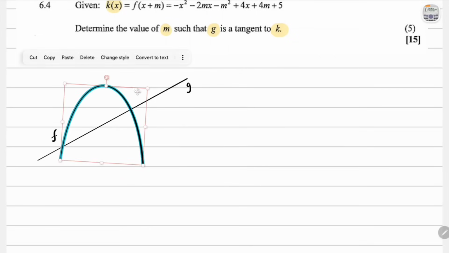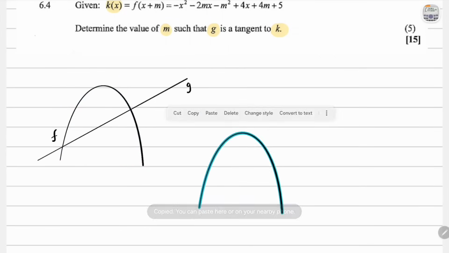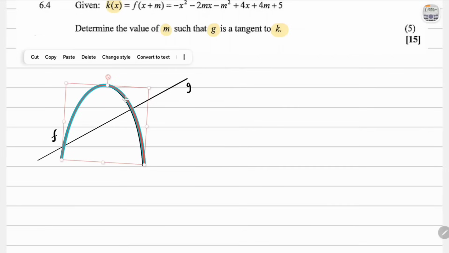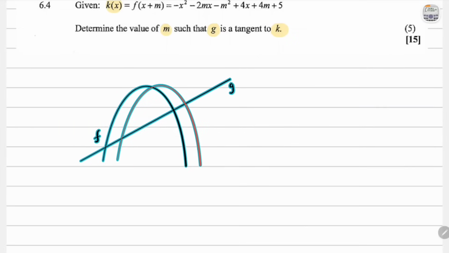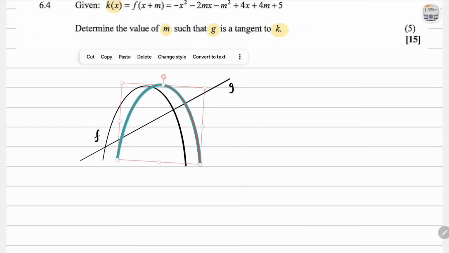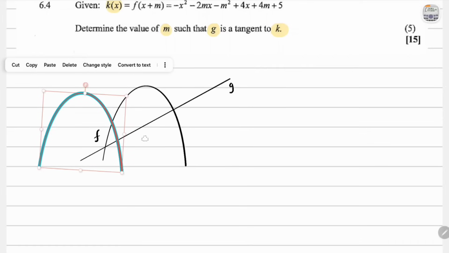And what they're saying is the graph of f is going to be shifted, either to the left or the right, but then it gets shifted in a way that it is a tangent to g. Okay, so we can just look at the possible ways it could be shifted so that it's a tangent to g. So if this is what the graph looked like and it was here, let's try shifting it to the left. You see what happens here? If you shift it to the left, at no point does it ever become a tangent.